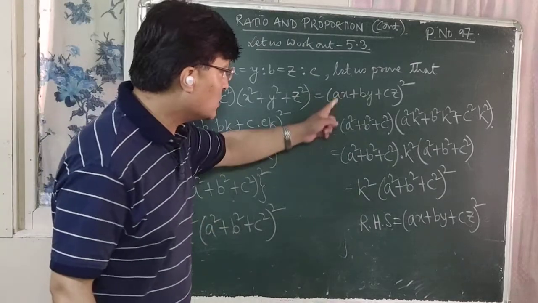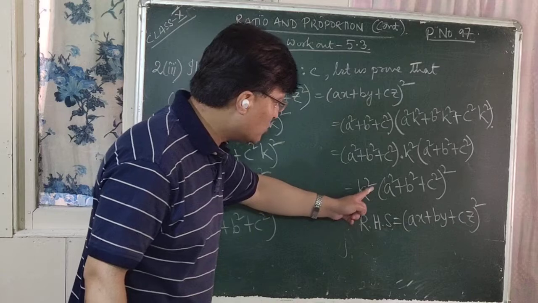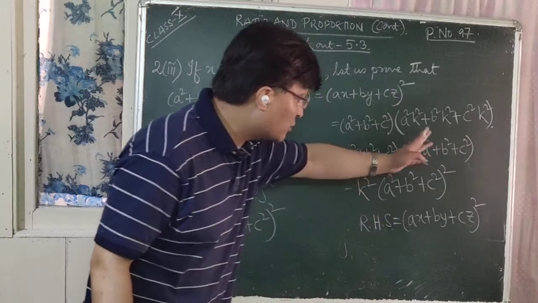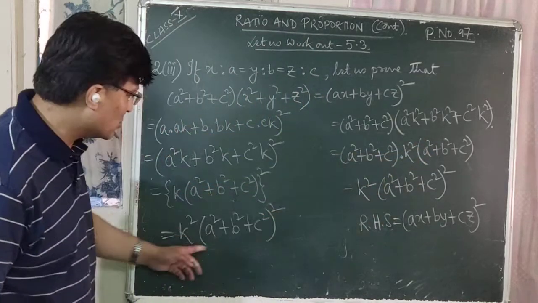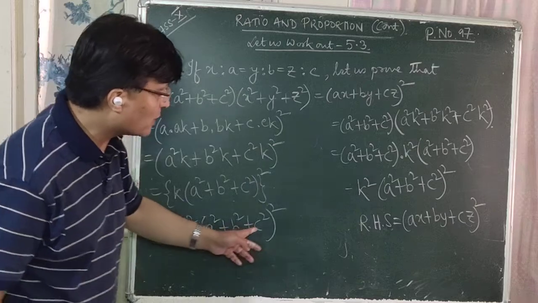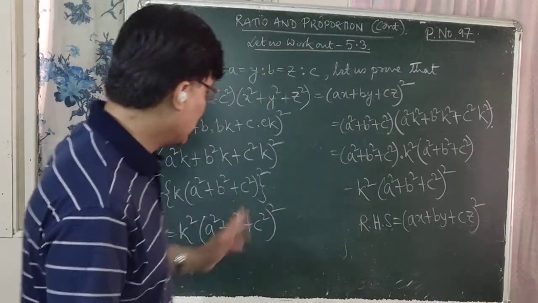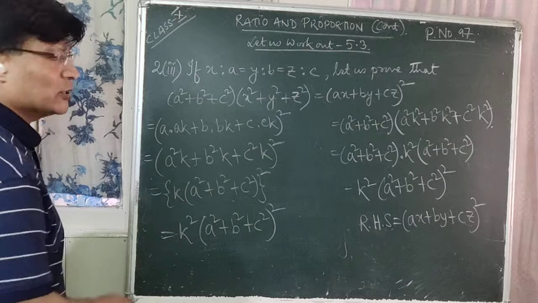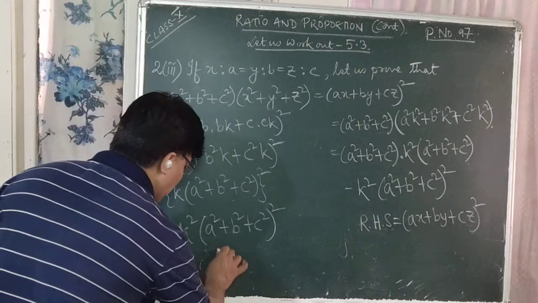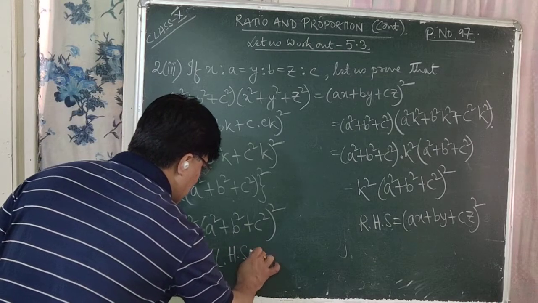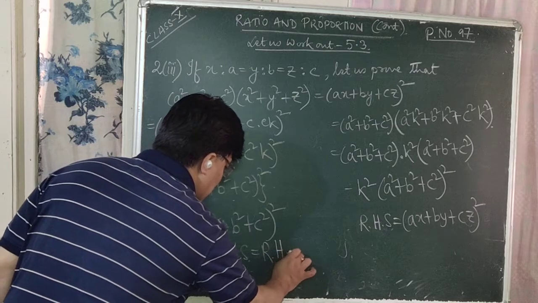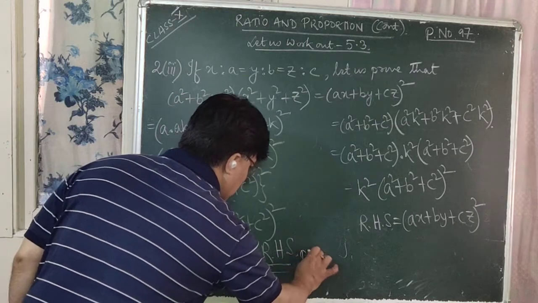So what was the left hand side? It was K square into A square plus B square plus C square whole square. The right hand side is also K square into A square plus B square plus C square whole square. That means you can write LHS is equal to RHS. We have proved it. So therefore LHS is equal to RHS. So it is proved.